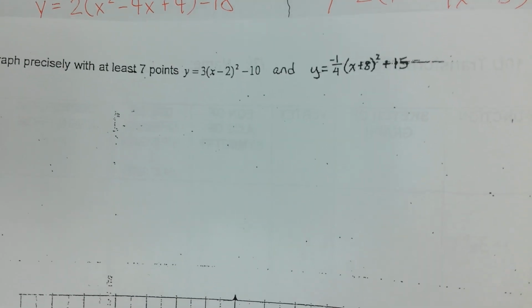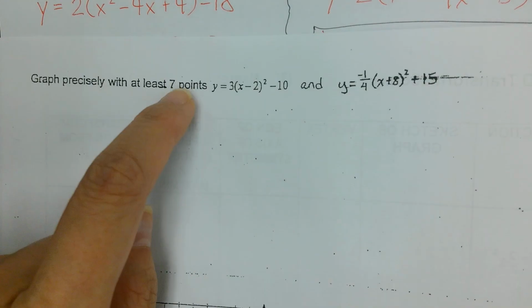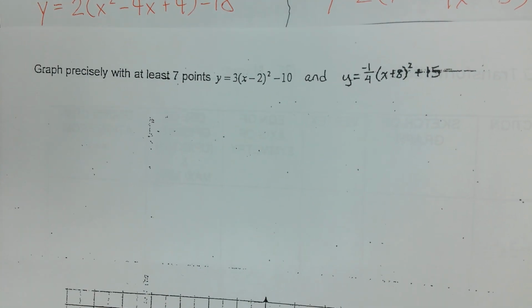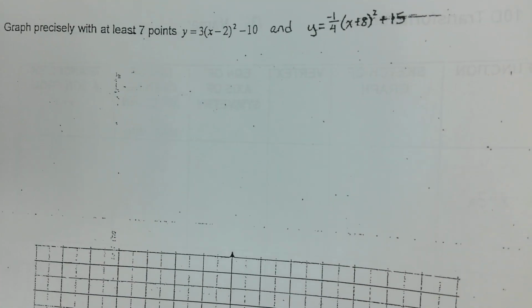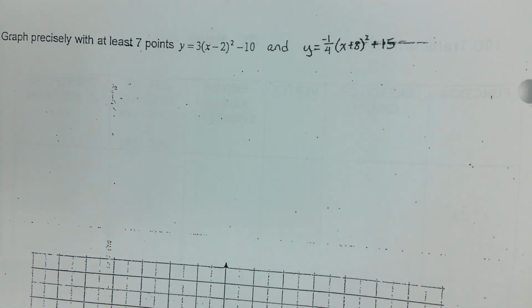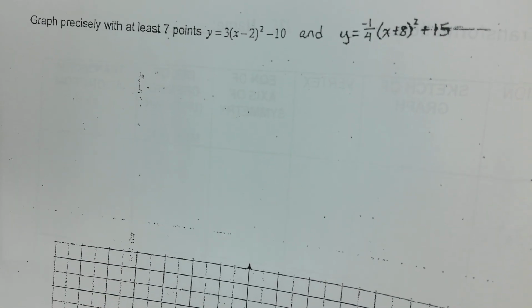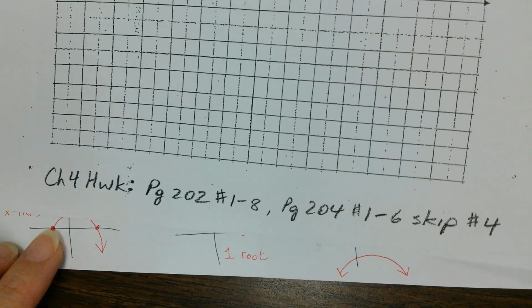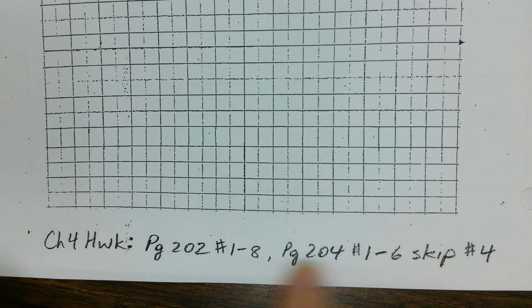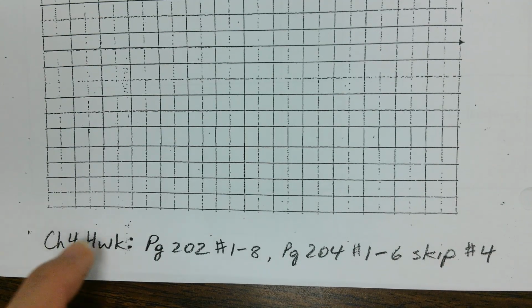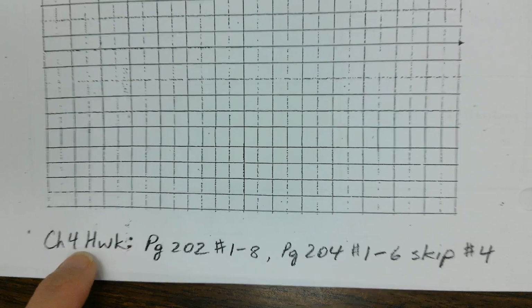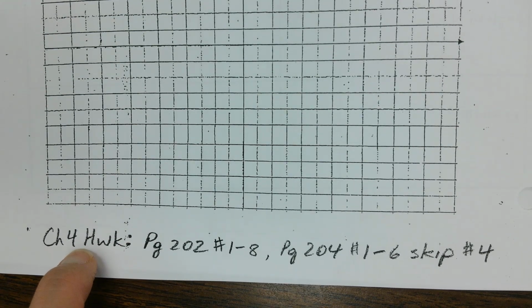On the back, graph it using 7 points. You could either do the step method, table of values, or transformations based on these. Whichever way you want, I just need 7 points. On the bottom of the sheet, it tells you more practice questions, these ones right here. So where do you find these questions? Chapter 4 homework. On Brightspace, content, unit 5, chapter 4 homework. This file right here.